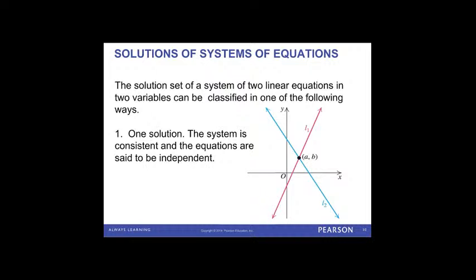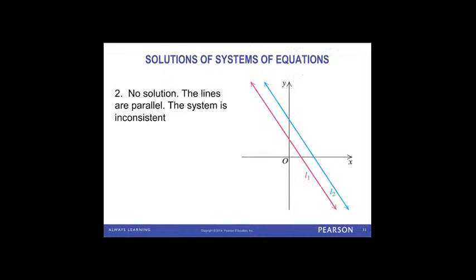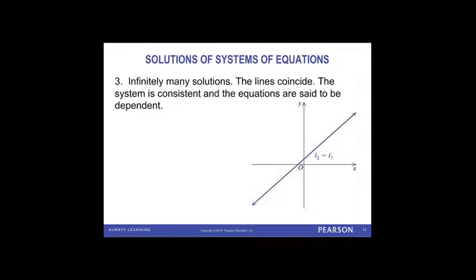The graphs can be parallel and they never cross, so there would be no solution. Or one graph could be a multiple of another, so the 2 graphs are on top of each other, so then there's infinitely many solutions. All right, so those are the 3 cases.